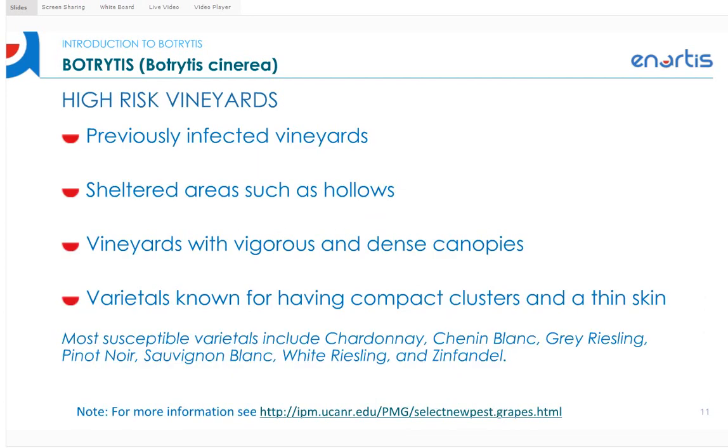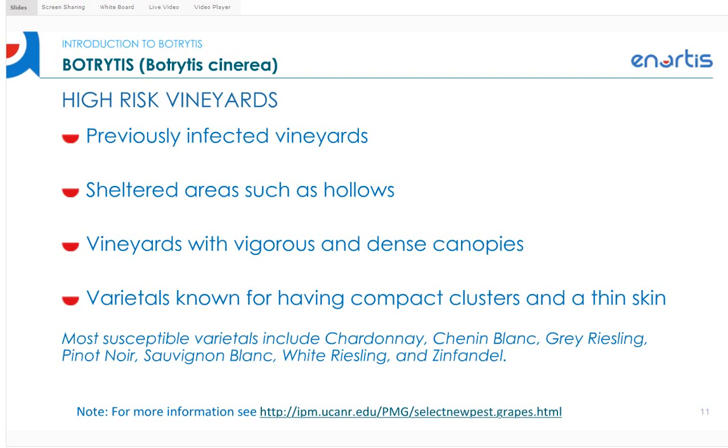So what are high-risk vineyards? It might be obvious, but previously infected vineyards, where the fungus can overwinter in the poorly lignified canes and grape mummies, are at high risk. Sheltered areas such as hollows are also at greatest risk of developing disease. Basically areas with low wind and milder temperatures where moisture can persist. You get the same effect in vineyards with vigorous and dense canopies, and this is just for the same reason. You get restricted airflow to the fruiting zone.